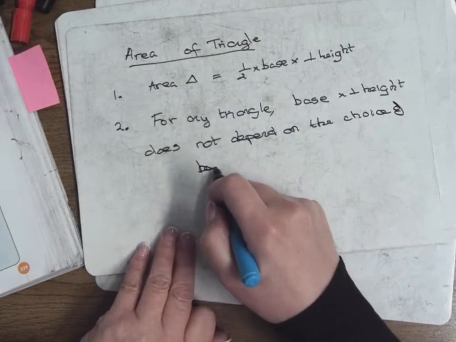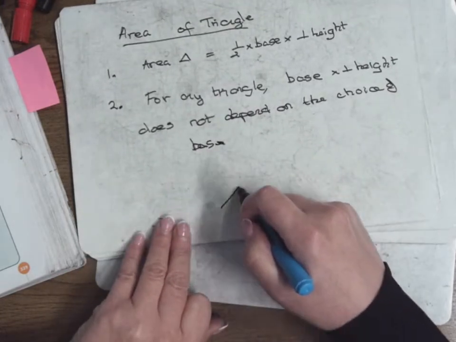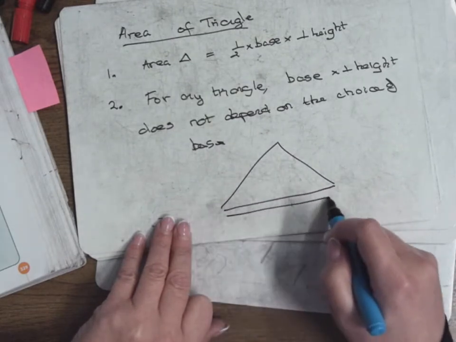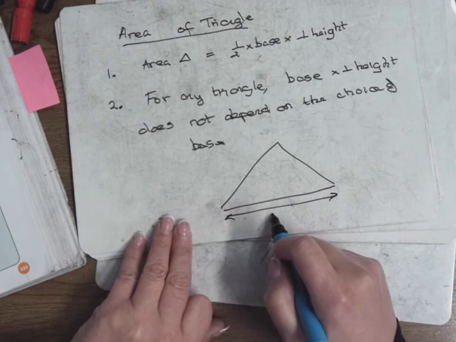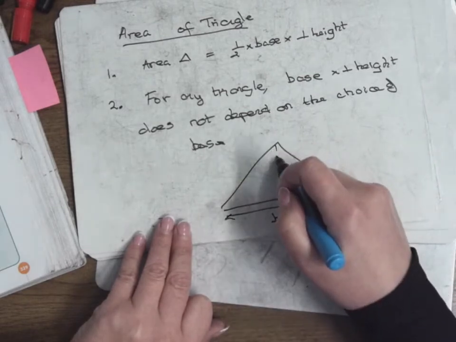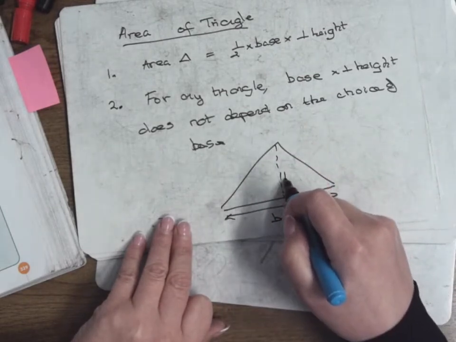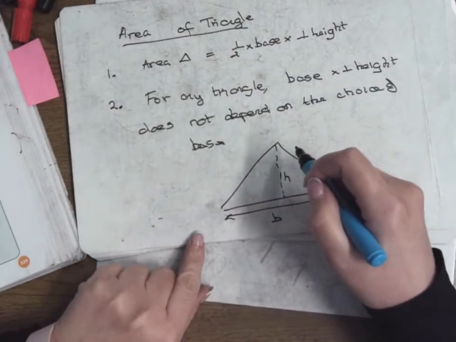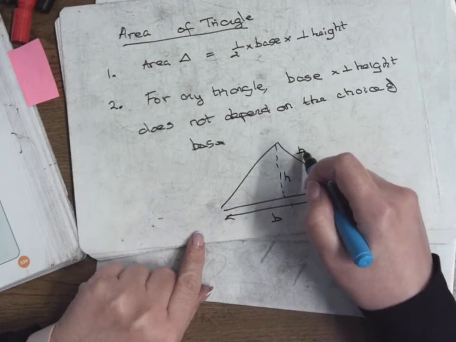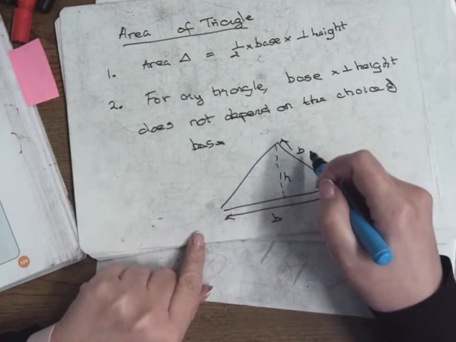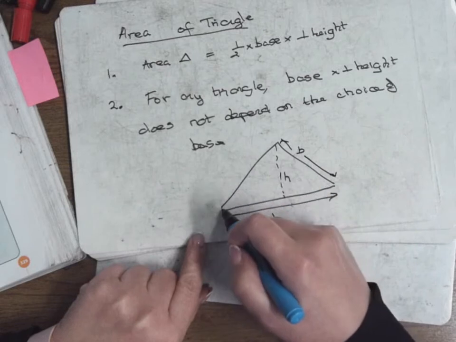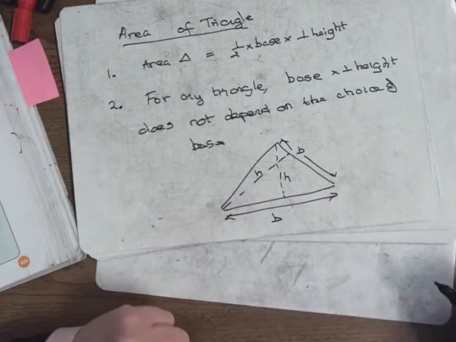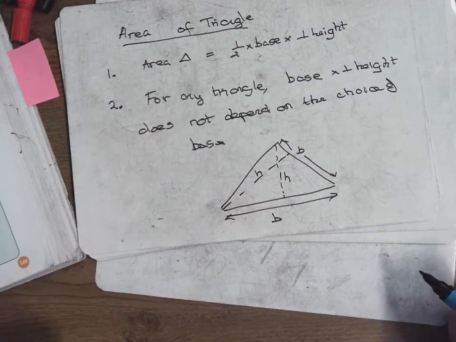So all that means is if I have a triangle, and I say this is the base and this is the perpendicular height, or if I said this was the base, and this was the perpendicular height, they both give me the same answer. Is that all right?